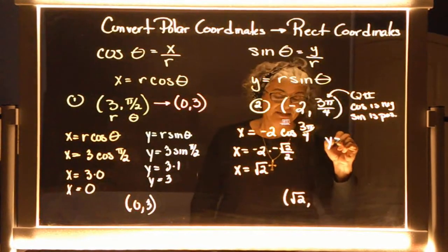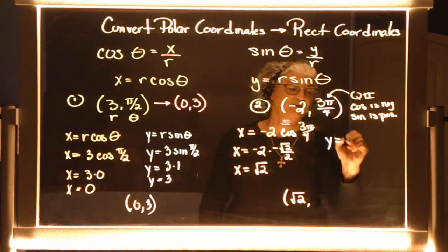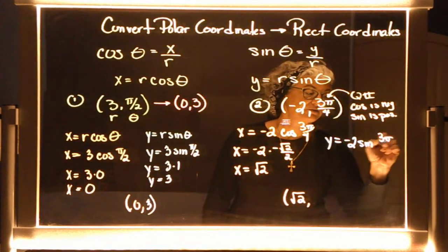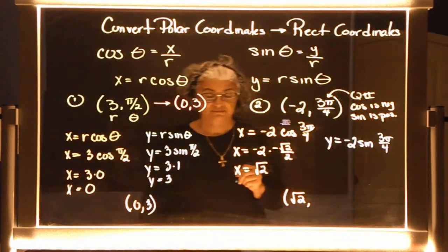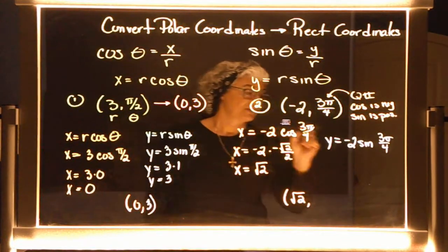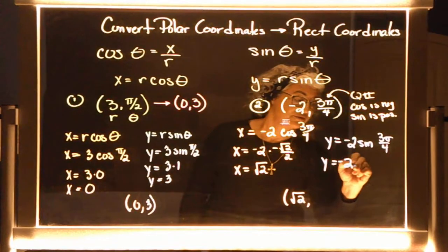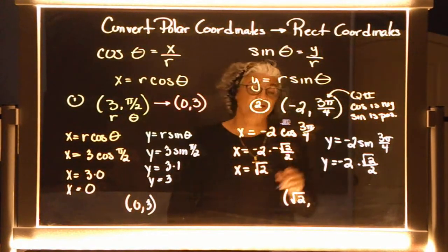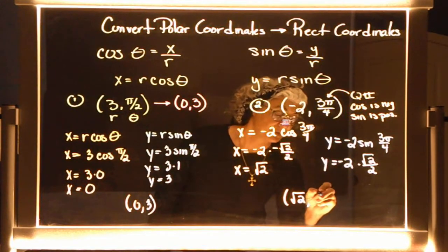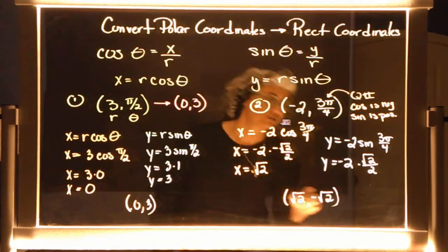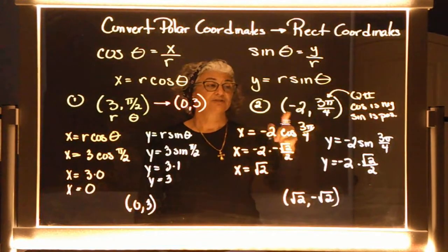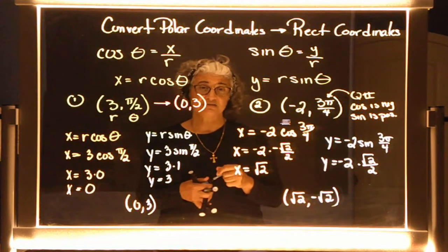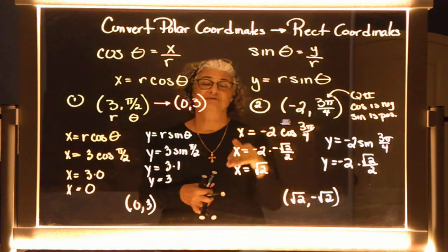The y is r, which is -2, times the sine of 3 pi over 4. Well, that's right. Sine of 3 pi over 4 is the same, square root of 2 over 2, and in quadrant 2, sine is positive. So that will be negative square root of 2. So here is your polar, here is your rectangular. Easy peasy? Good? Yeah, this isn't too bad to convert this direction.